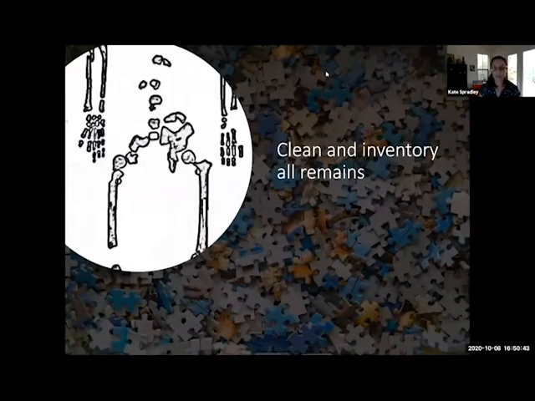So the first step for us then was to open all of these small packages of bone and begin the process to clean and inventory. For this, I would like for you to imagine that someone gave you a 1,000-piece puzzle, and each piece was encased in a dirt matrix, not the easy kind that's loose and easy to brush off, but the kind that you saw in the previous picture. And so imagine you have to clean every piece of this puzzle before putting it together.